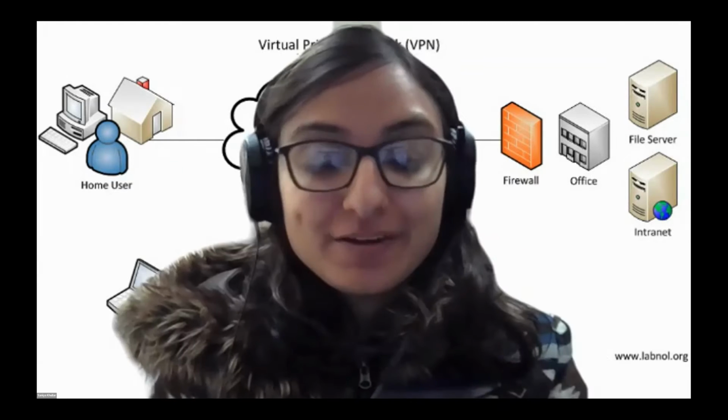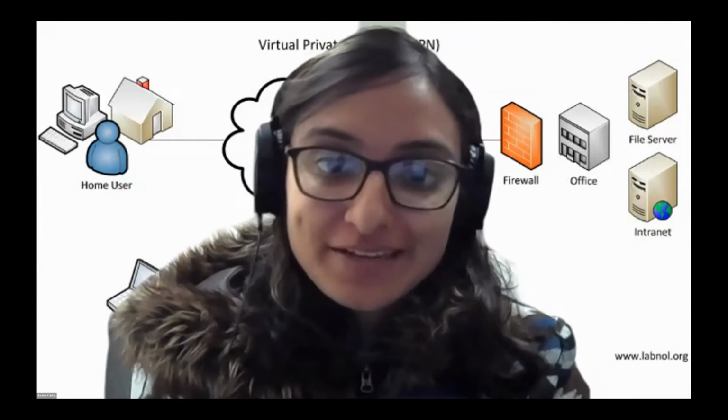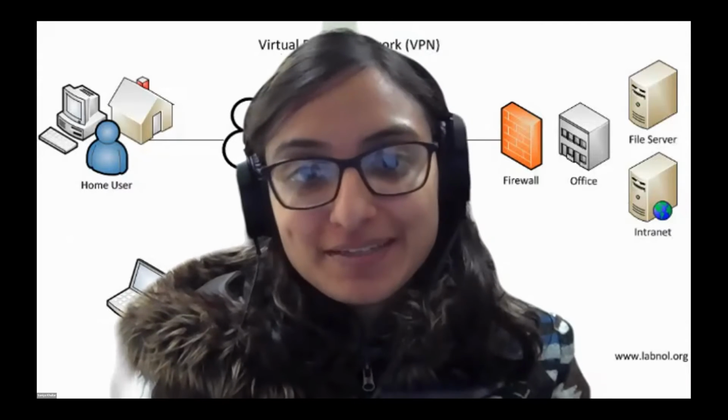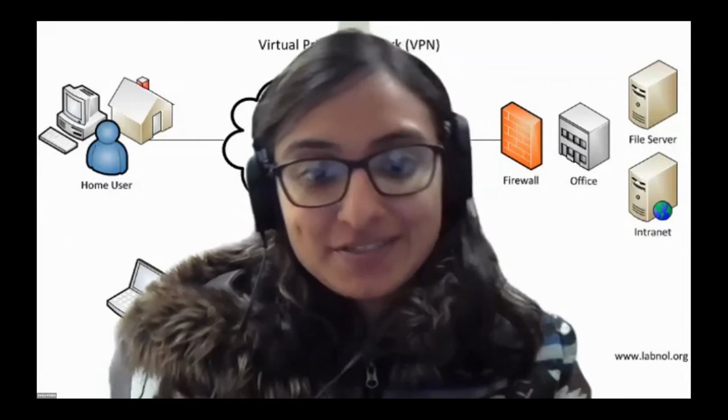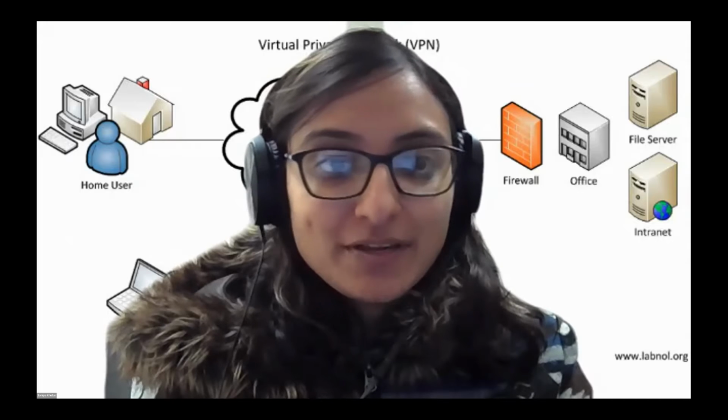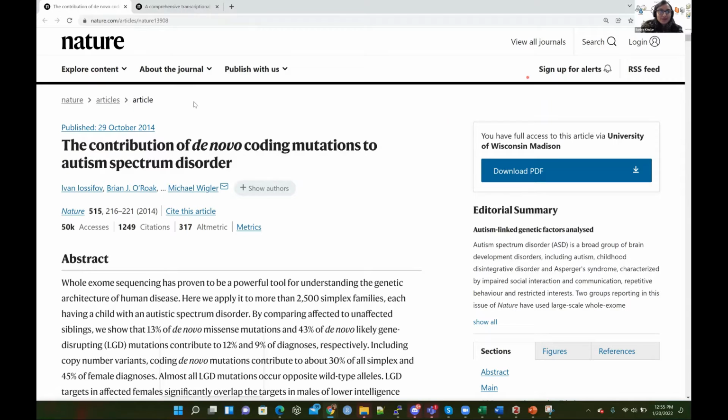Why use the WiscVPN? If you're logging into the campus network or using a VPN, no matter where you are, you can take advantage of some of the resources that a company or academic institution offers. For instance, let's say I want to look at the contribution of de novo coding mutations to autism spectrum disorder, published in Nature, a very good journal. Autism spectrum disorder, ASD, is a broad group of brain development disorders, including autism, childhood disintegrative disorder, and Asperger's syndrome, characterized by impaired social interaction and communication, repetitive behavior, and restricted interests.